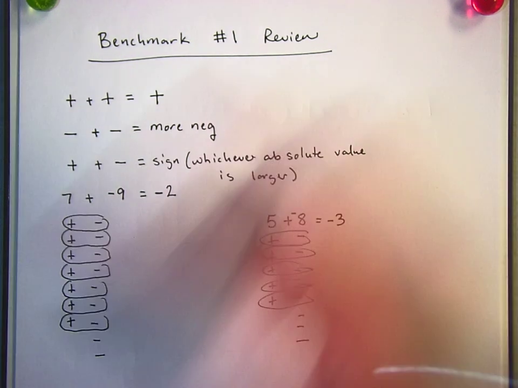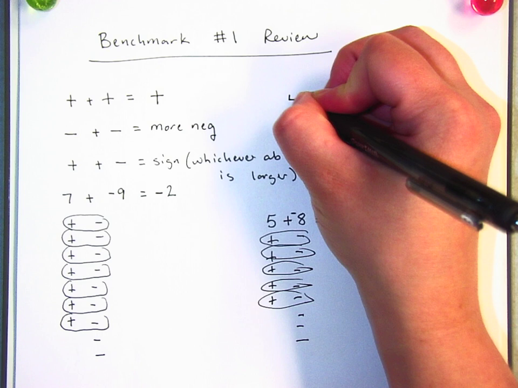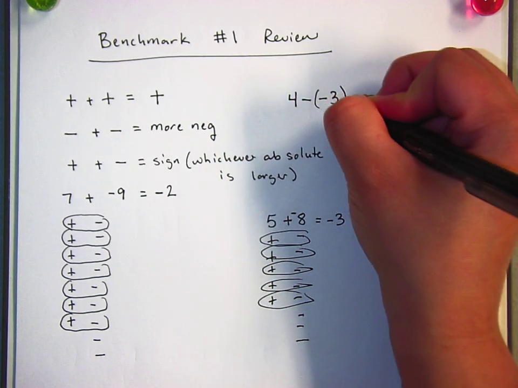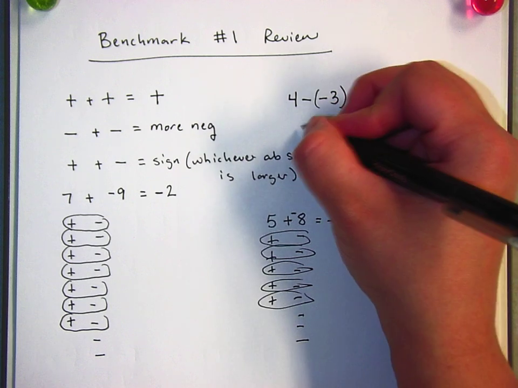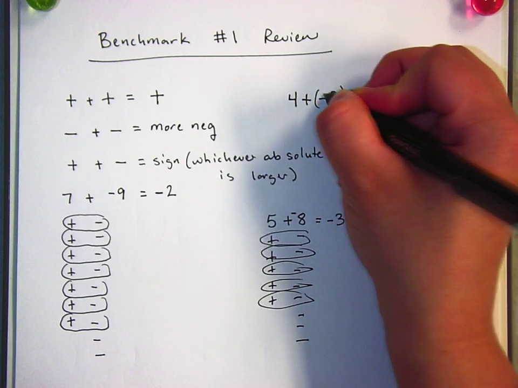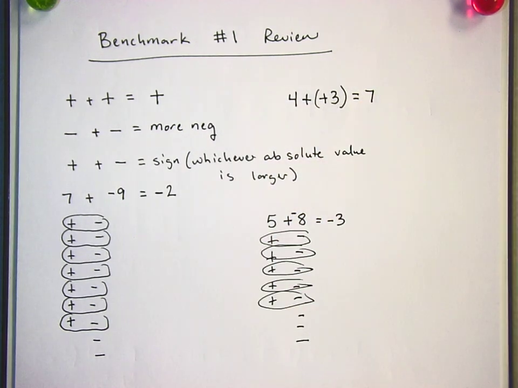If you ever have 2 negatives in a row, something like 4 minus a negative 3, 2 negatives in a row make a positive, so that would be positive 7. And that should take care of all the adding and subtracting.